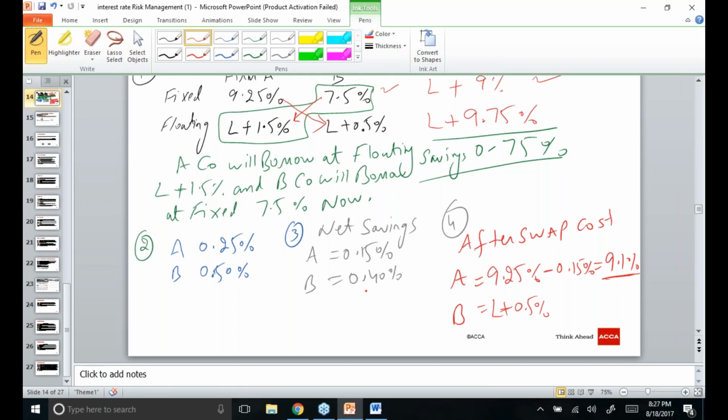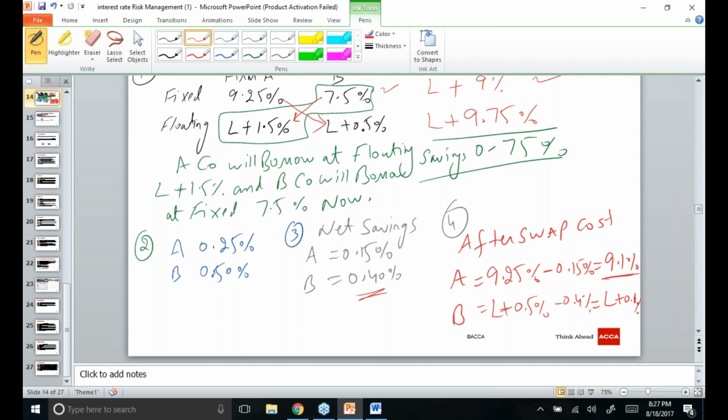But company B is arranging a swap, which is 0.4% cheaper. So its final cost will be LIBOR plus 0.1%. So these are the final after-swap costs. You can close your contract by doing these steps because you have already calculated the final cost.